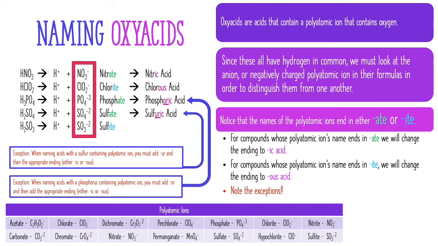All right, and then this last one is sulfite. And remember, that's sulfur containing. So if we were going to do this, it would be sulfurous acid because we want to add that UR because there's sulfur in there. And then the sulfite ion ends with ITE, so we want to use the OUS ending here. So this would be sulfurous acid. All right, so make sure you keep note of those exceptions as well.